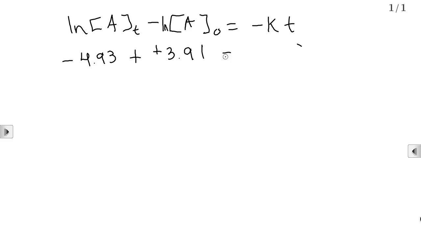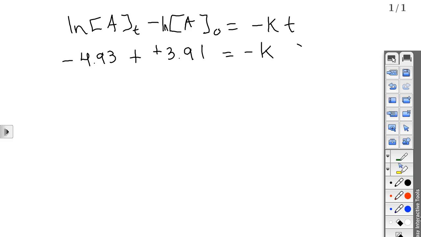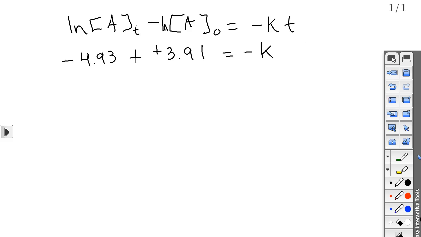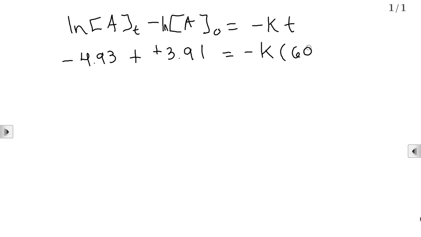It's equal to negative k times the time period, which was 600 seconds. So what you need to do is simplify that left-hand side by adding them together. And then I'm just going to divide both sides by negative 600.